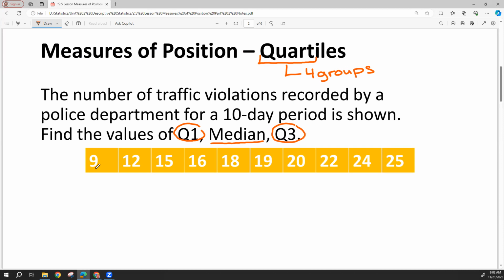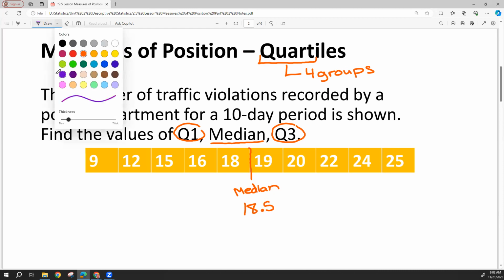So if we're looking at our data here, I did do it from least to greatest. We have 10 data points, so the median will be right in the middle. So if we put this data into Excel or into a calculator and we asked it to find us the median, it would give us a median of 18.5. So we have broken the data up into 2 equal groups.